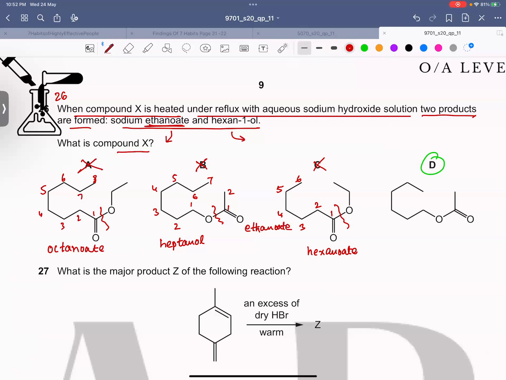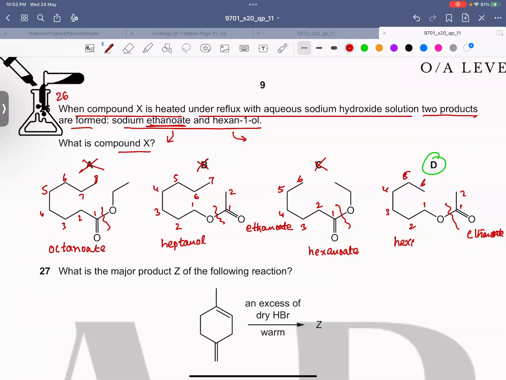Okay. So if you want to be assured about these, let's have a look. Here we have our 2 carbons with a C double bond O. So this part would be ethanoate. So this part would be hexanol. That's what they told us. So now question number 27.